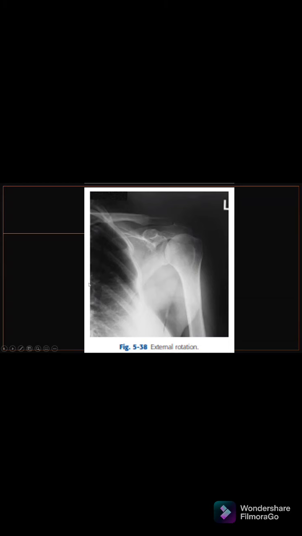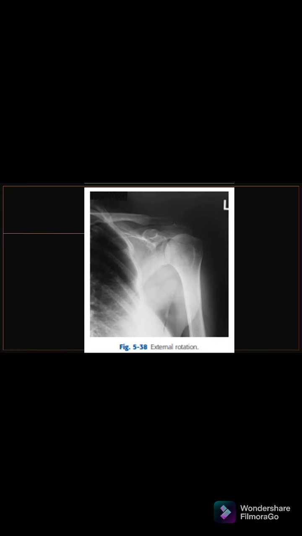So mauna tayo sa external rotation. So for the structure shown, this is the acromion and this is the coracoid process. This is the greater tubercle, the lesser tubercle, and this is the whole humeral head articulating within the glenoid cavity. As you can see here, that is the scapulohumeral joint. And you can also see one half of the humerus. This is the proximal humerus.